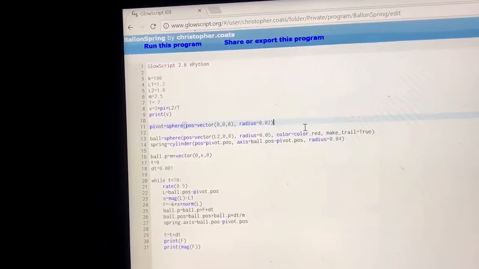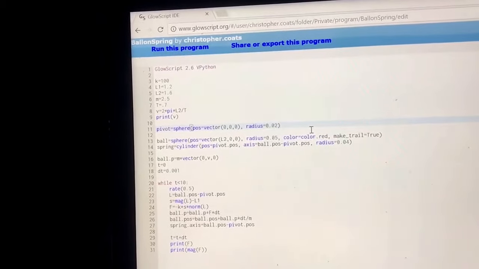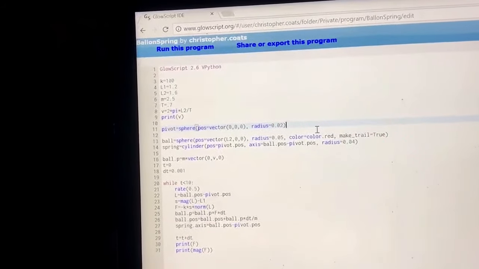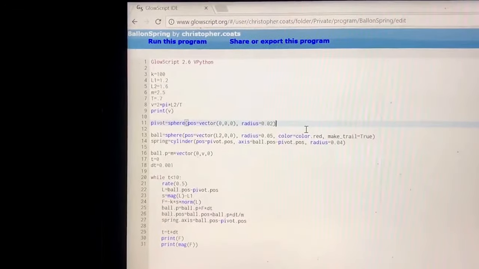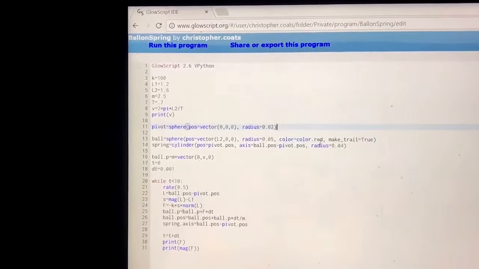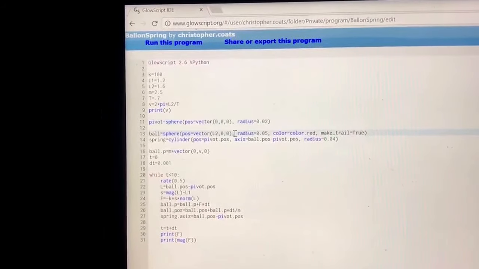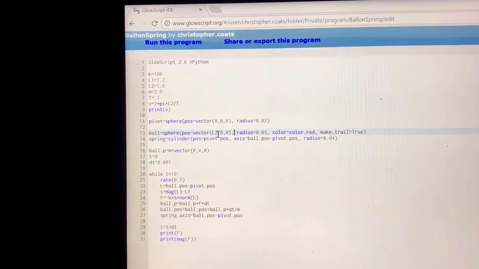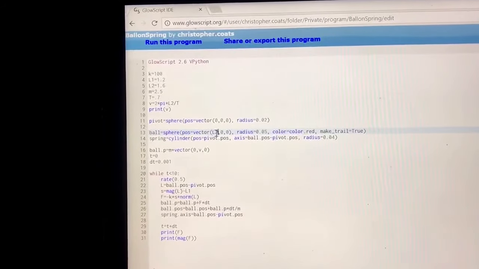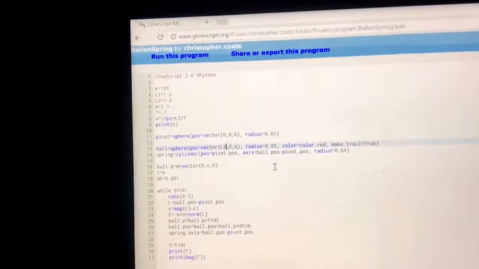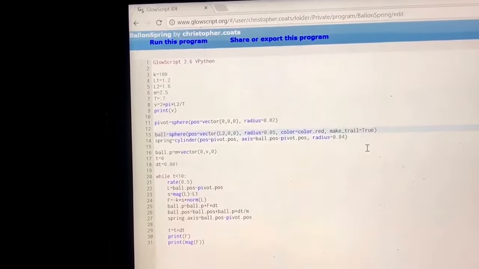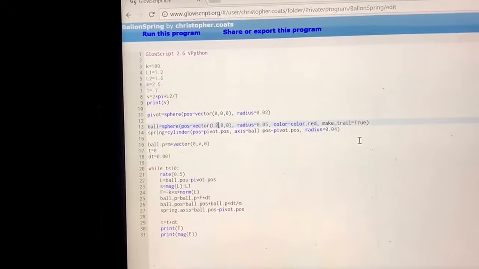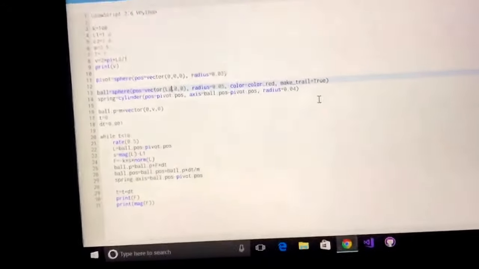So then the pivot point is defined at vector 0, 0, 0, so it's at the origin, and the radius is only 0.02. The ball is determined at the longer length of the spring, the stretched length, whenever the program first starts. And the radius is 0.05. I made it red and I made the trail true, that way you can keep up with where it's going.